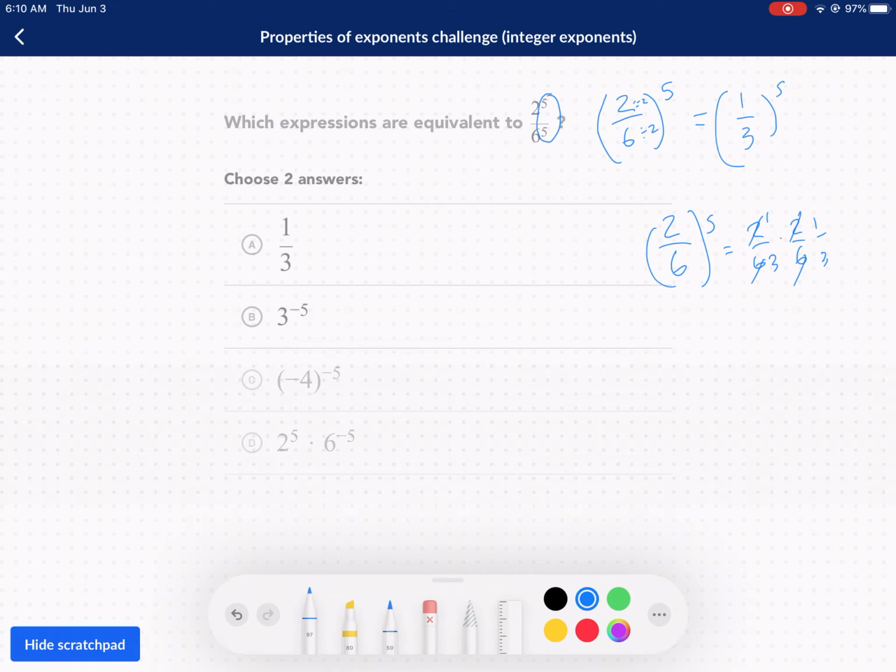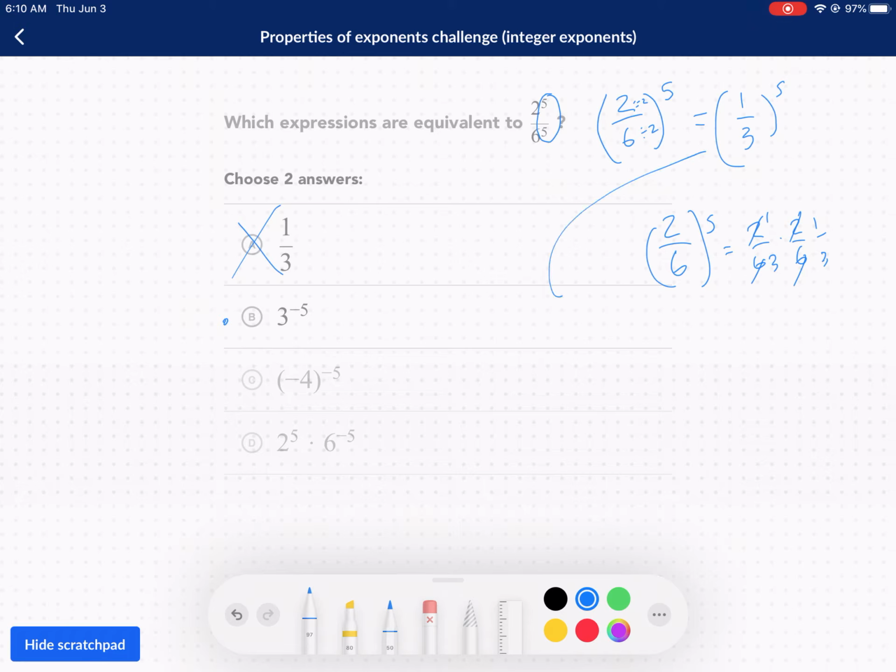I did it again. Boy, can't shake off that lesson from last time. Okay, so anyway, I have 1 over 3 to the 5th power. That's 1/3 times itself 3 times, so it's not going to be A. Did I say 3 times? I meant 5 times. Okay. It could be B.